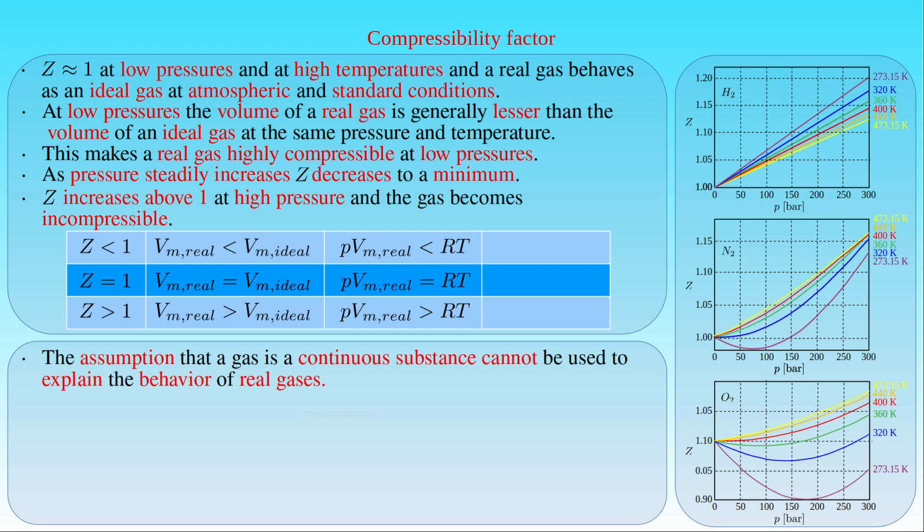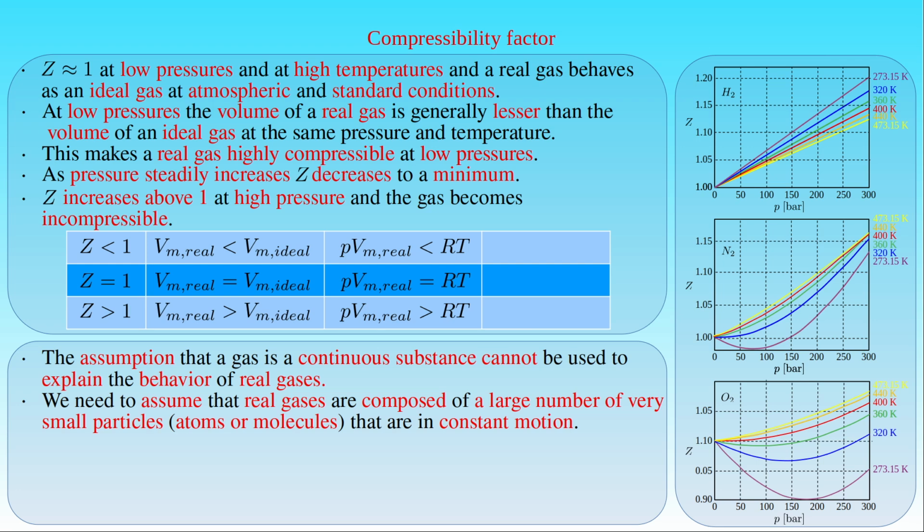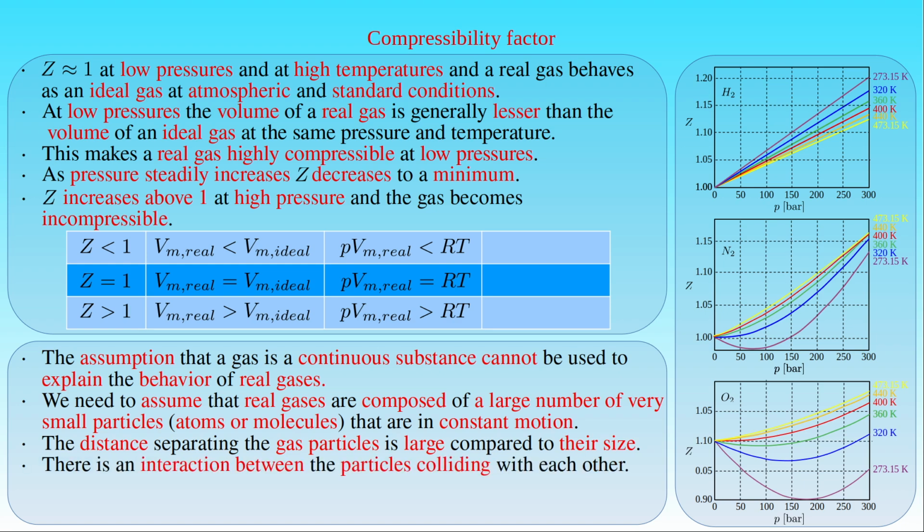Then we need to assume that real gases are composed of a large number of very small particles called atoms or molecules that are in constant motion. The distance separating the gas particles is large compared to their size, and these particles in constant motion collide with each other and with the wall of the container of the gas. We also assume that there is an interaction between the particles colliding with each other, and between the wall and the particles bouncing off the wall.